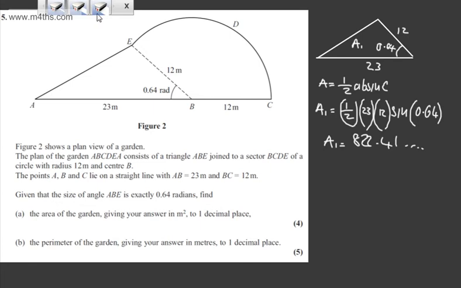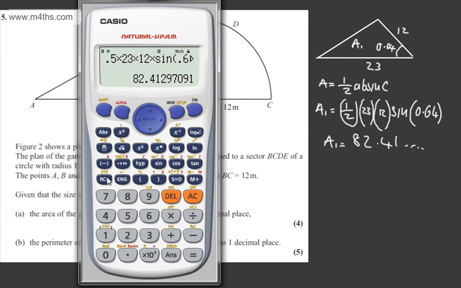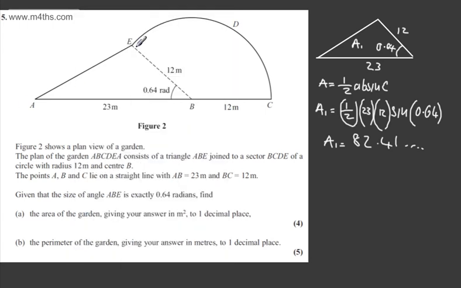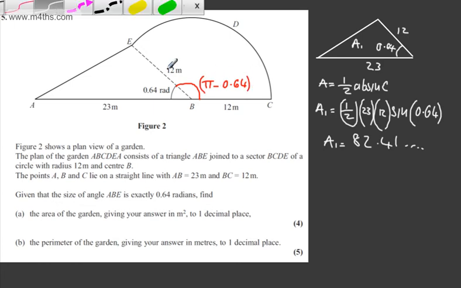Let's just go ahead and tidy that up. I'm going to store this value in my calculator as A. So what we'll have is 82.41 and so on and so forth, and that now will be stored in, shift store A. If we now consider the area of the sector, I need this angle here. Angles on a straight line will add to give pi radians, or if you like, 180 degrees. So this angle right here will now be pi minus 0.64 radians. I'm going to use this exact value and plug this straight into a calculator.